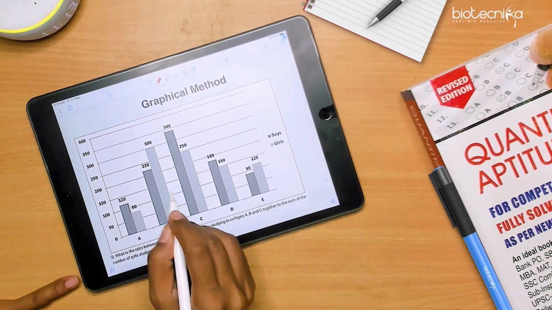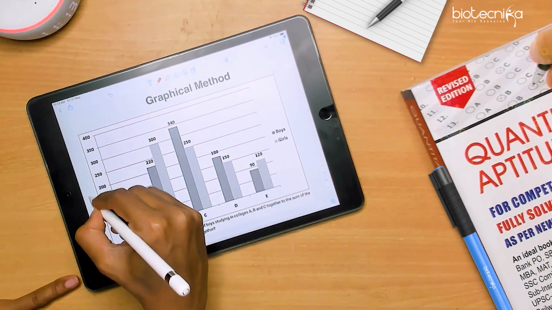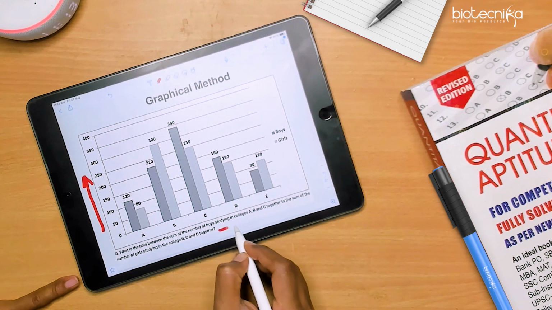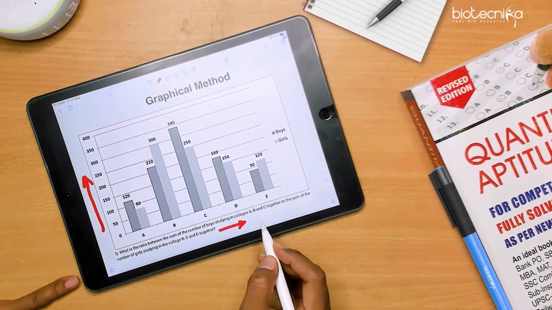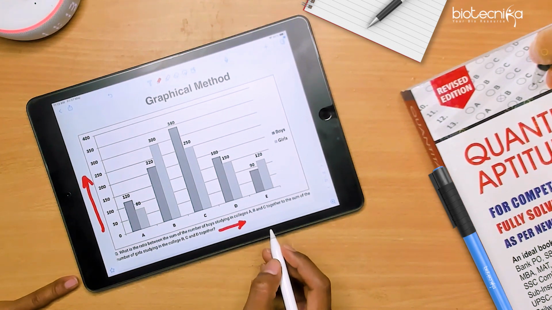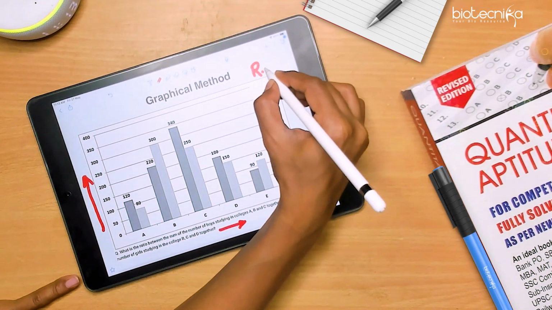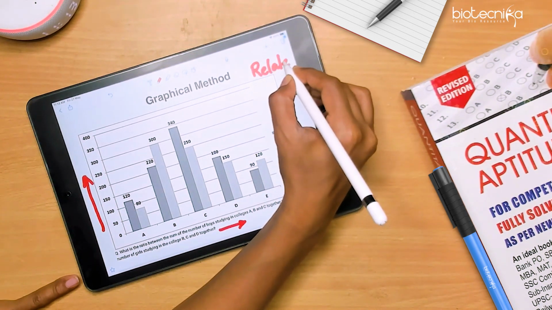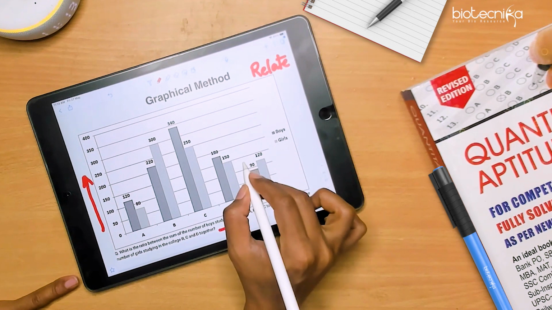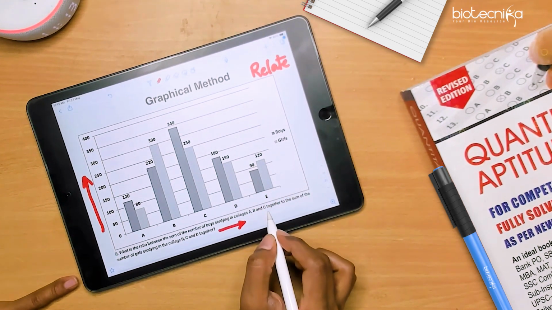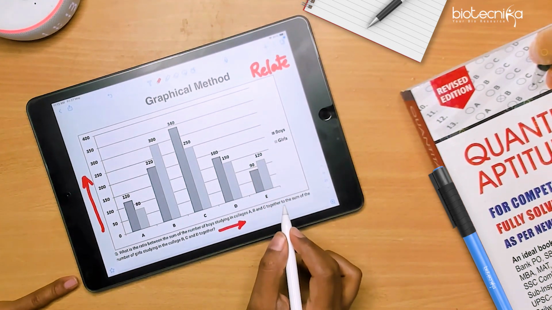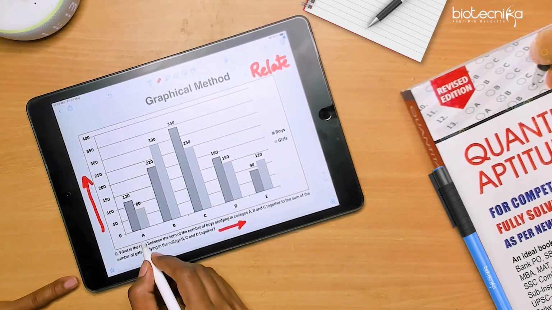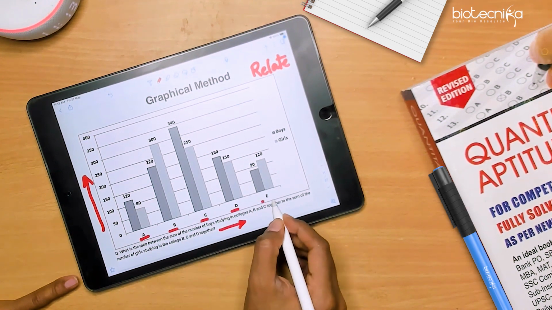Next is the graphical method of data representation. For this, the first thing you need to do is observe the x-axis and y-axis. You have to relate the factors which are involved over here. Now here they have given the boys and the girls. They have given the number of boys and girls studying in 5 different colleges. So these are the colleges, okay.